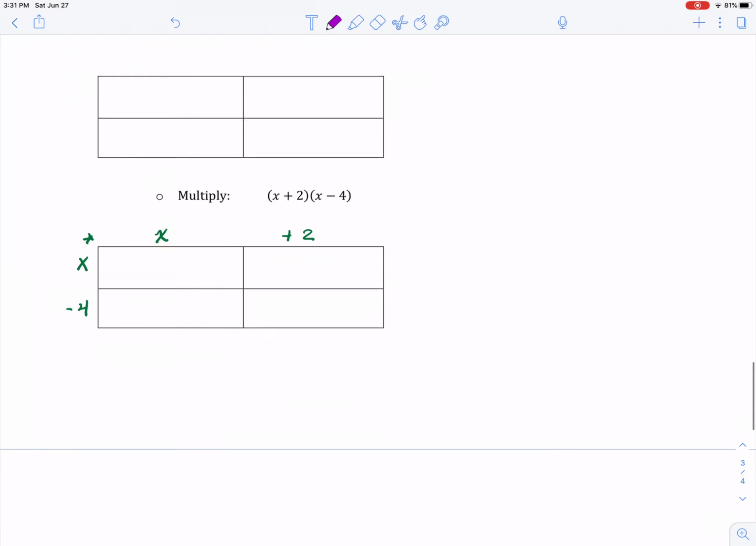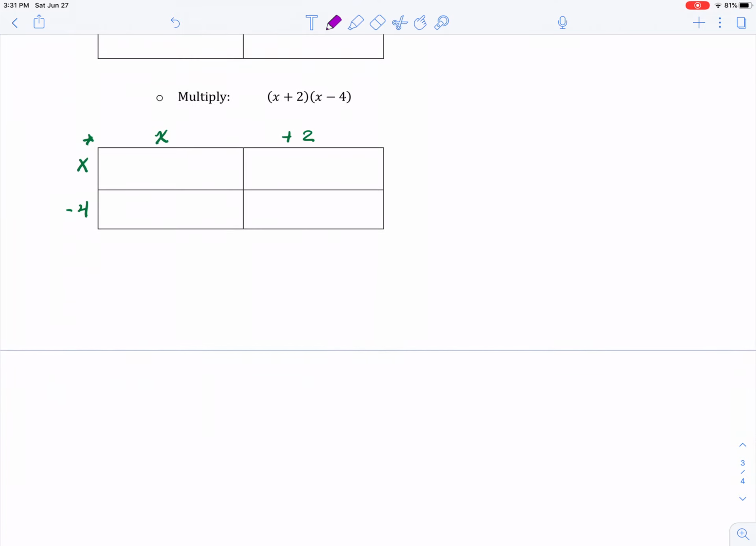And the last one, quickly, I'll do x times x, which is x squared, adding 1 plus 1. X times positive 2 is positive 2x. Negative 4 times x is negative 4x, and negative 4 times 2 is negative 8. And these two are the two that are alike. So x squared, these two combine to give me negative 2x, and then the negative 8. So we end up with a second degree trinomial with a lead coefficient of 1. Hope that helps.